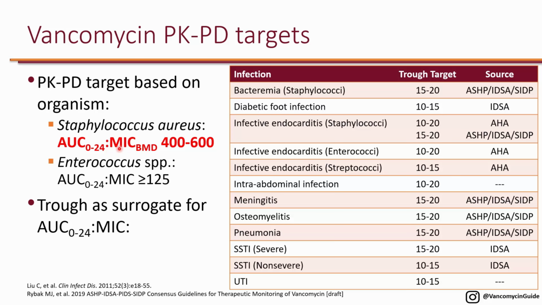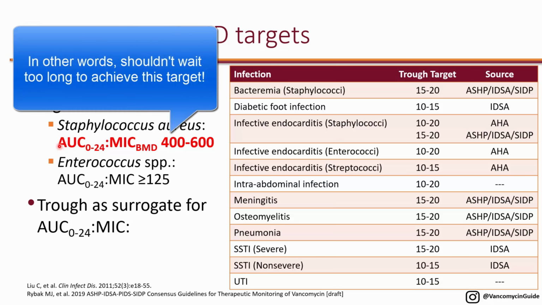And then there are different methods to actually measure MIC. These numbers are based on the broth macrodilution reference method of getting MIC. And the AUC is ideally for a 24-hour period, so from the time of initiation of vancomycin up to 24 hours. That's the area under the concentration curve that we would calculate.